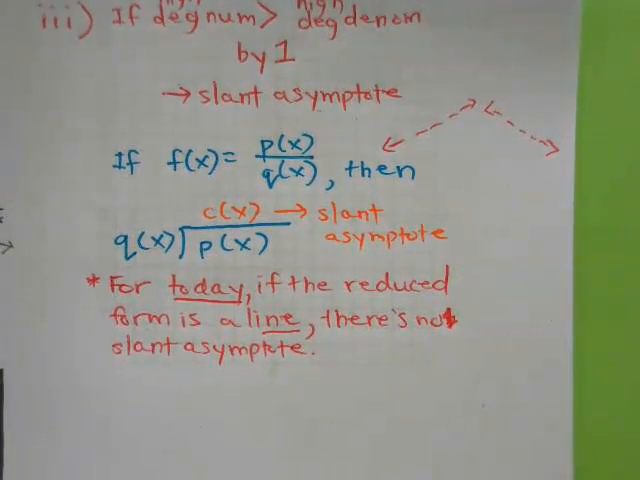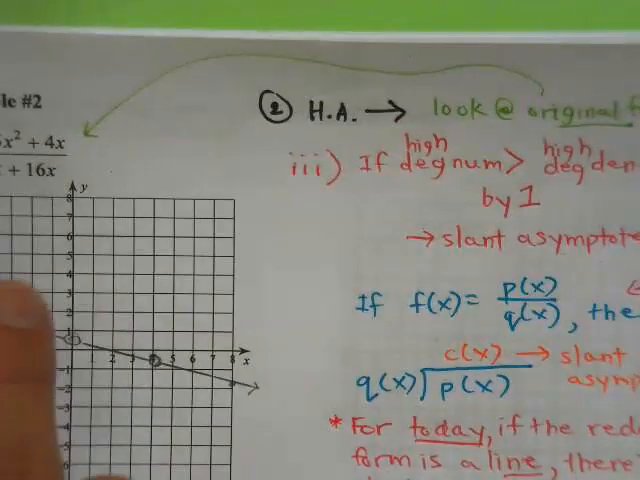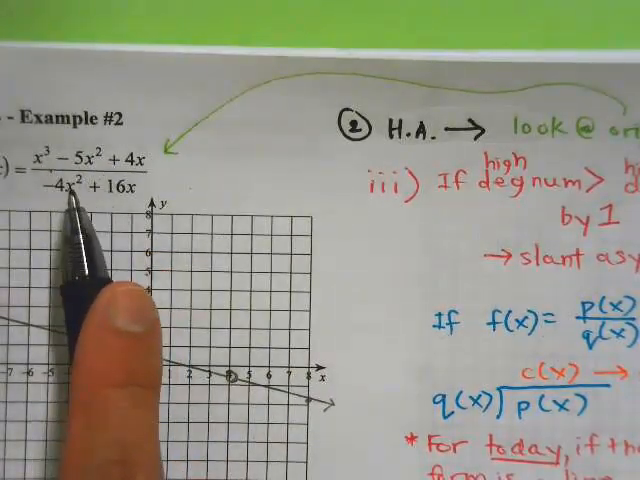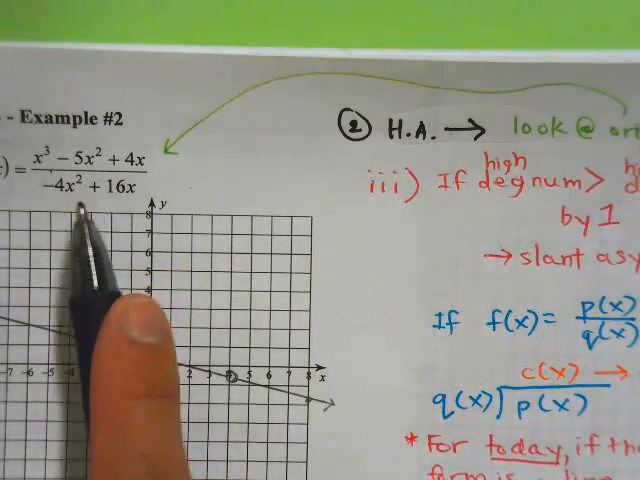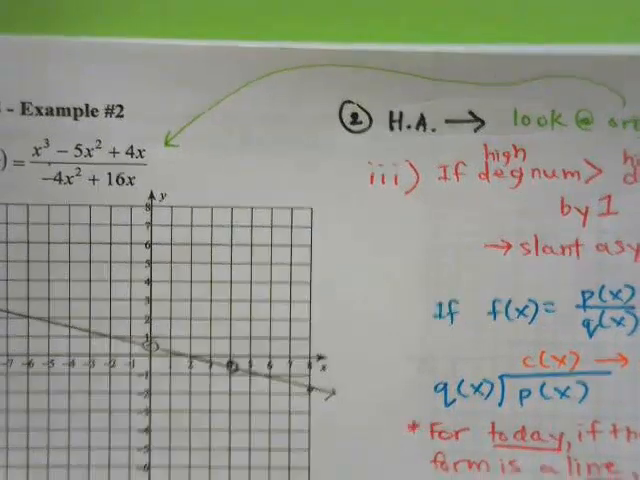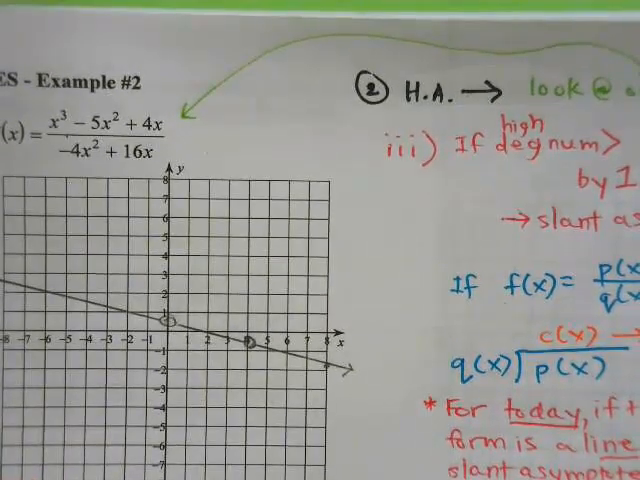You know, we have a lot of information over here. We technically could go x cubed minus 5x squared plus 4x divided by negative 4x squared plus 16x. And we can use long division. We will review that in a little bit, long division for polynomials. But we're not going to be needing this today.